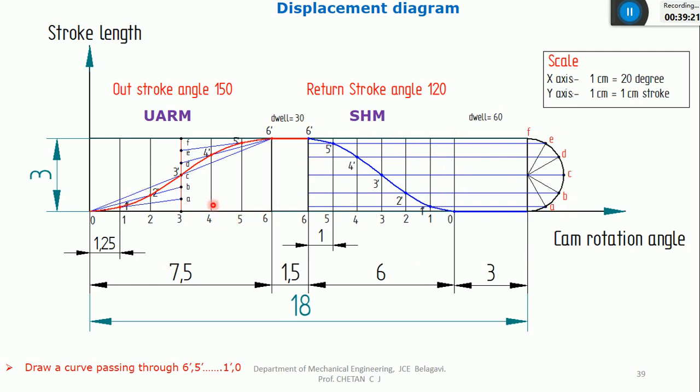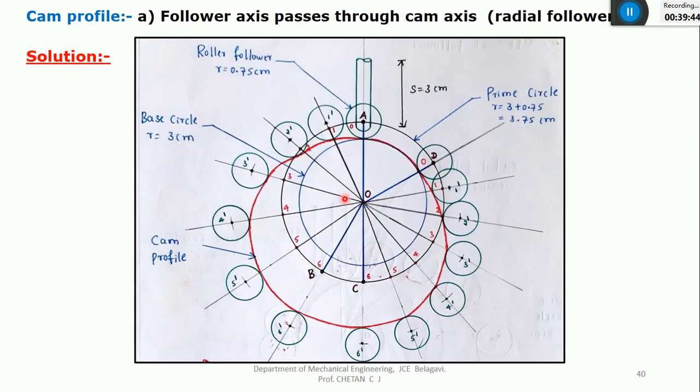Since for the outstroke the curve will be moving in the upward direction, I'll draw the diagonal in the upward direction. It means from the left bottommost corner to the right topmost corner. If it is coming down, you have to start from here. The diagonal will be in a downward direction, which was the case in problem number 2. So if it is clear, I'll go to the cam profile in tomorrow's class.